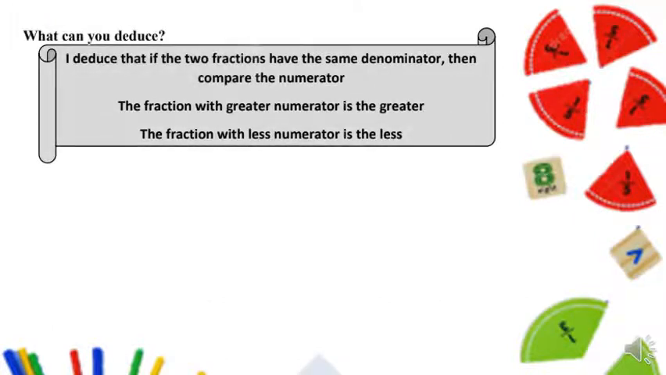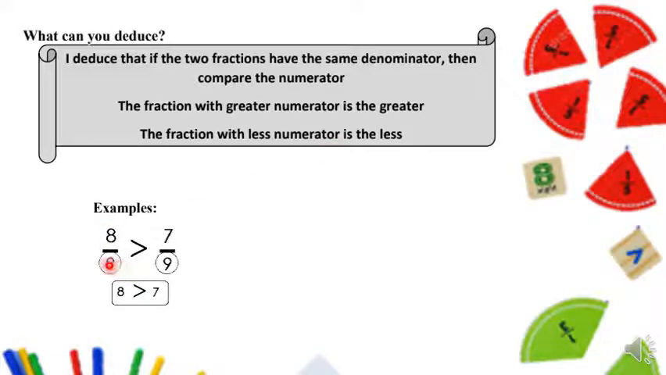So, from the previous case, we can conclude that to compare two fractions having the same denominators, we just compare the numerators. So, the fraction with the greater numerator is the greater fraction, and the fraction with the lesser numerator is the lesser. Let's take examples.